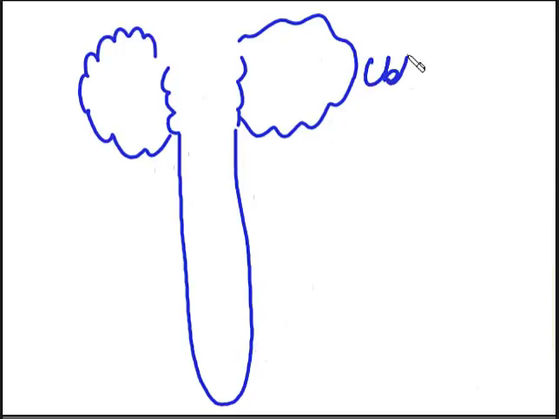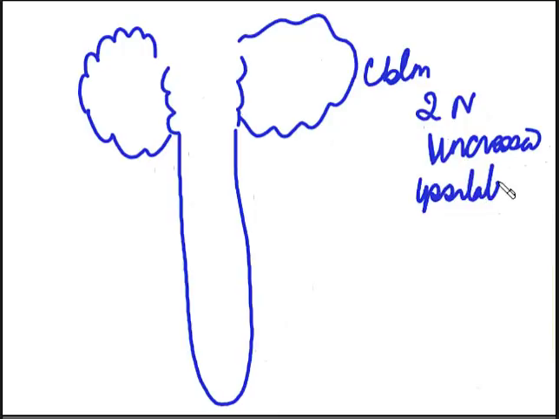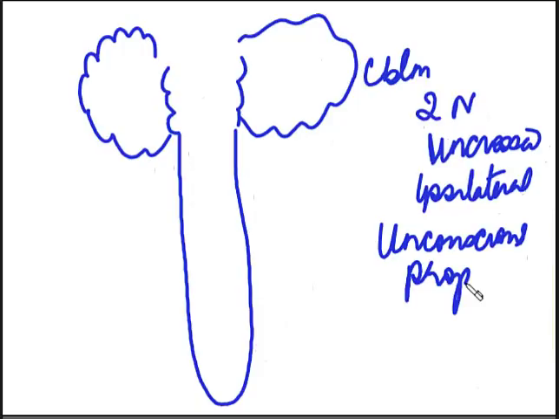This is different from the ones that we have discussed, in that it is a 2-neuronal pathway. It is an uncrossed pathway for most of them. So for most of them, it is uncrossed. So in other words, it's ipsilateral. And this is unconscious proprioception. That means you are not aware of it. So this is unconscious proprioception.